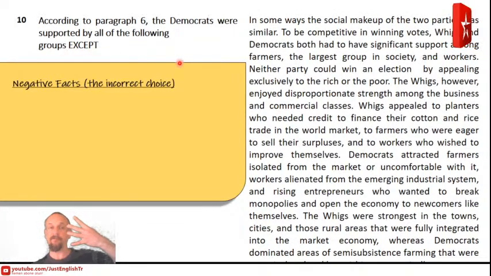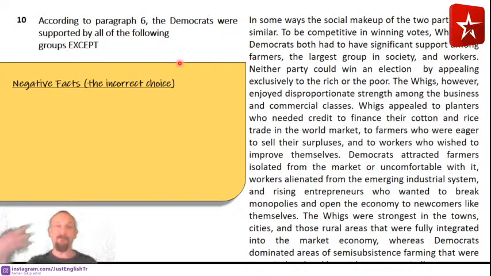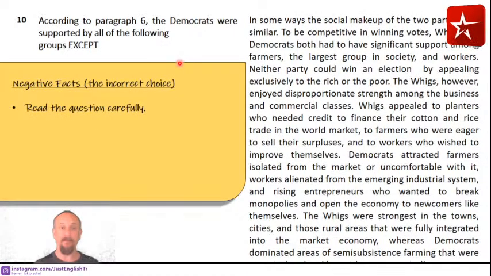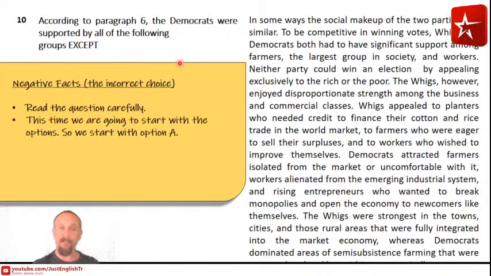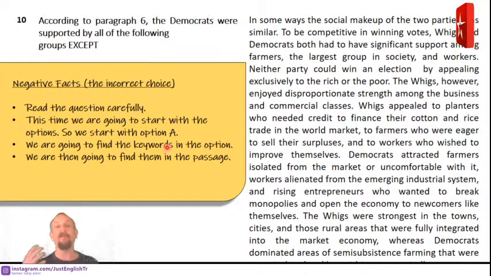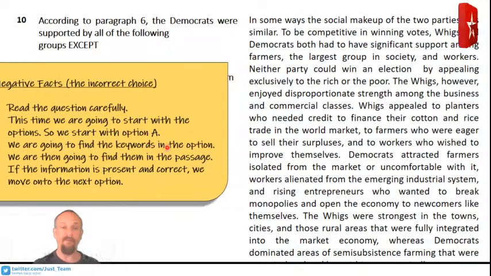3 of those 4 options are going to be correct in the passage, but one of those options is going to be incorrect according to the passage or absent from the passage. That's the one we want. Incorrect answer is the correct answer. So we're going to read the question carefully, except be careful of this. We're going to start with option A. We're going to find the keywords in that option, and then we're going to go to the reading passage and try and find that information. And then once we've done that, we go to the next option and we continue until we find that information.